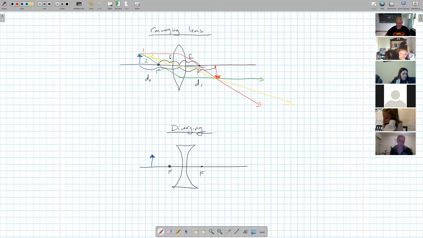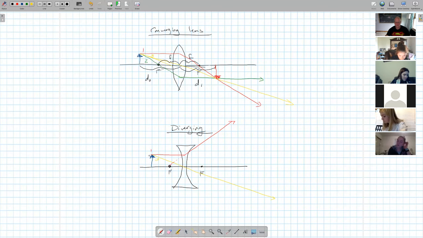Again, basically it's gonna work the same way. Ray number one is going to go through here. It's gonna go parallel to the principal axis and reach the center of the lens. But what happens in this case? It's not going to be bent towards this focal point. It's going to diverge away as if it came from this near side focal point. So I'm gonna draw a dotted line to here and then continue this out in this direction. So this is ray number one. Skip ray number two for now and go to ray number three. Ray number three is going to be the same. It's going to go through the center, but continue on straight, as if it's not going to diverge away at all. So it's just going to pass straight through. So that's ray number three.